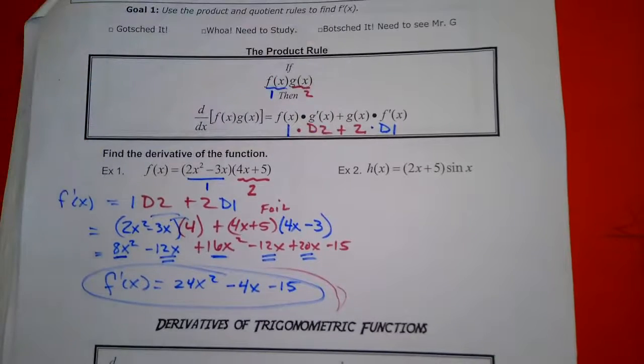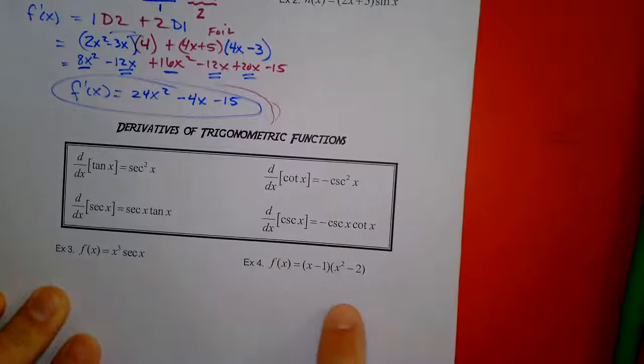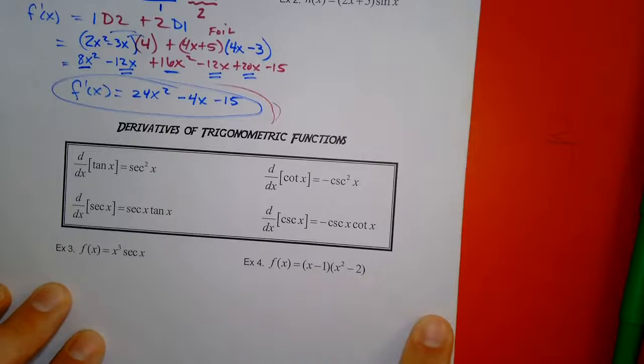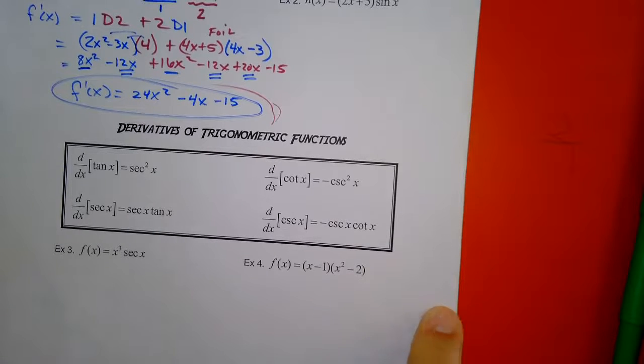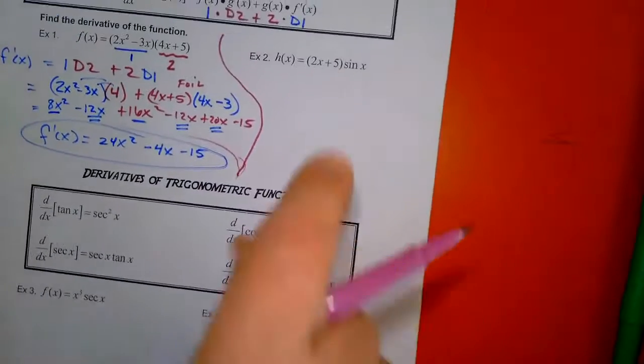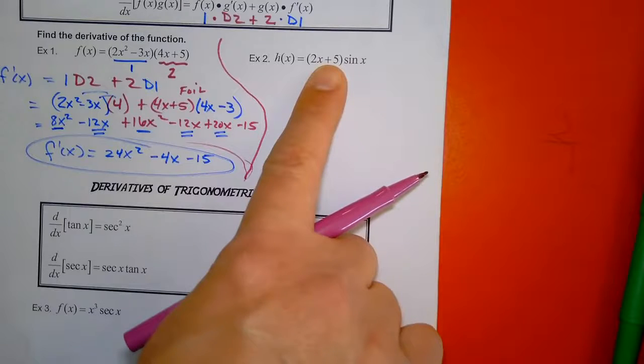So for example, number 4, I would probably just FOIL this thing out and then do the power rule instead of doing 1d2 plus 2d1. Okay, it takes a little bit more time doing that. All right, now sometimes you don't have a choice. So sometimes you do have to use the product rule.